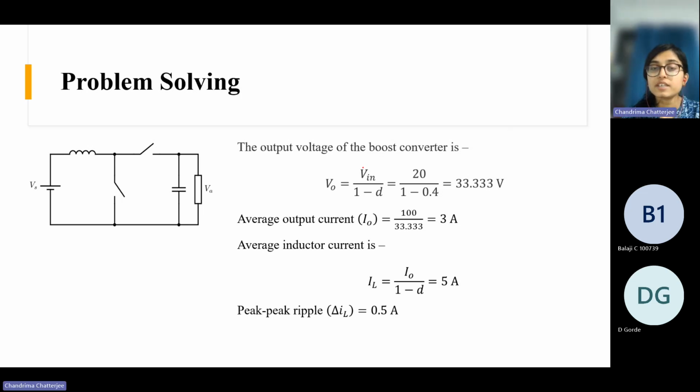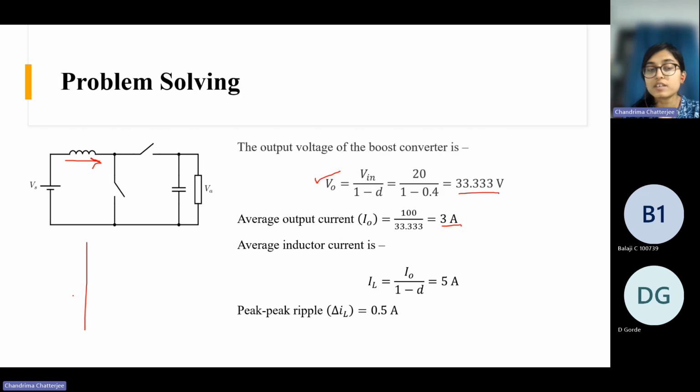First of all we need the inductance value, so that we already know how to do that. Output voltage for boost converter is V in by 1 minus D, 33.33 volt. Average output current, so output power was given, output voltage we calculated, so output current will be this. And average inductor current, so for a boost converter, the average inductor current is I naught by 1 minus D.